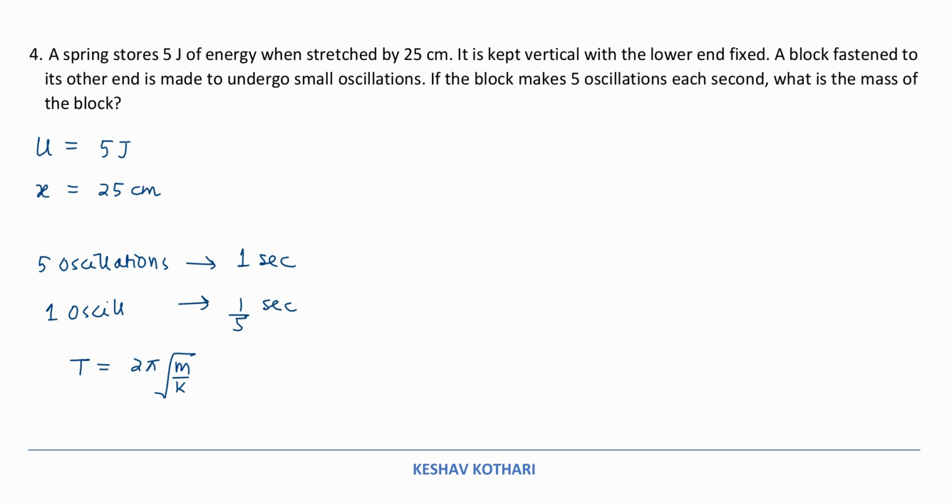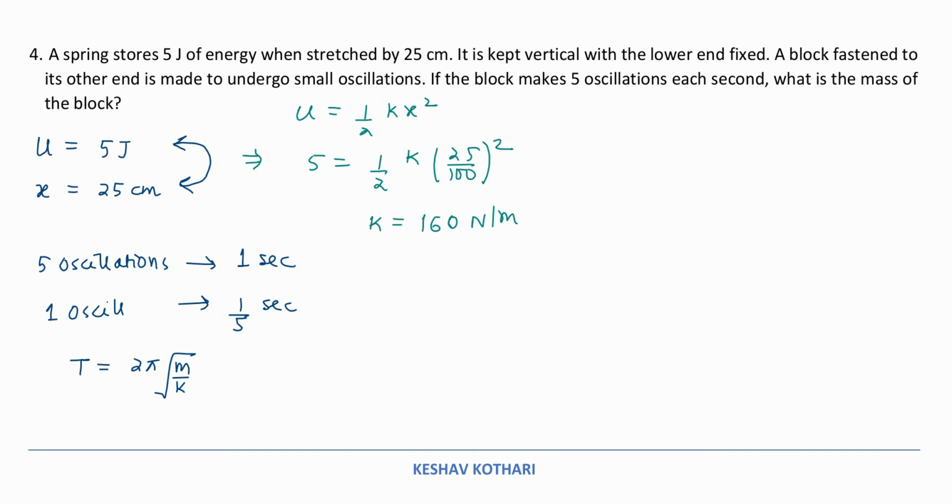In order to determine the value of k, what we are looking for is this particular information which is given to us. So over here I am doing the following calculation: U is equal to half k x squared. So 5 is equal to half, k is not known, 25 by 100 squared, that is 1 by 4 squared. So from here we attain the value k, which is turning out to be 160 Newton per meter.